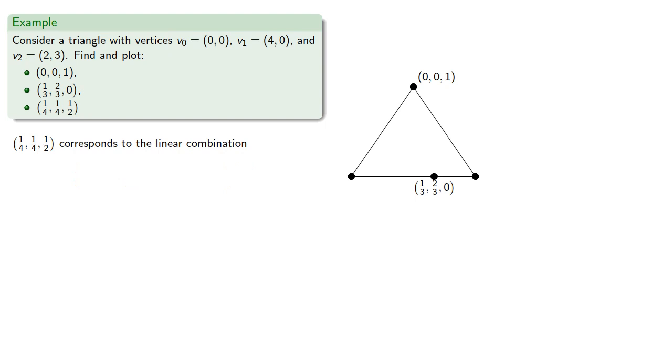And finally, (1/4, 1/4, 1/2) corresponds to the linear combination 1/4 of the first, 1/4 of the second, and 1/2 of the third, and that's this point.